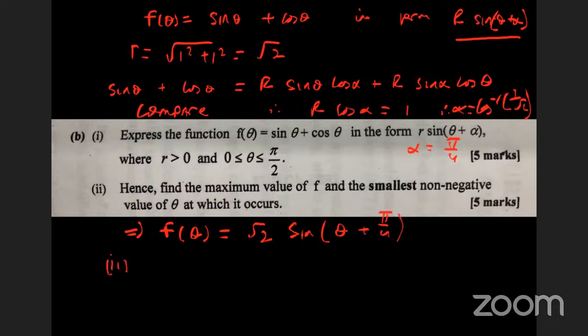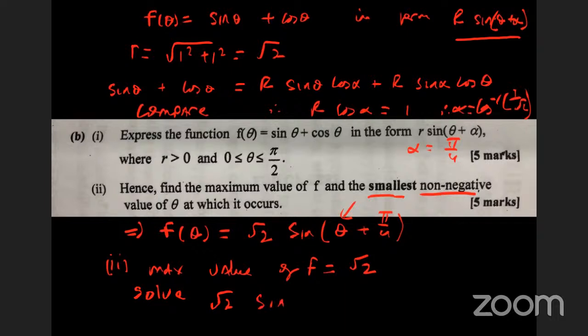In part 2 now, they asked you to find the maximum value of f. So the maximum value of f is positive r, which is root 2. You okay with that? Right, now here's what. They want the smallest non-negative value of theta, which will make this happen. So they basically want us to solve for theta. So all we have to do is to solve root 2 sine theta plus pi on 4 is equal to root 2. Of course, it's much easier than that.